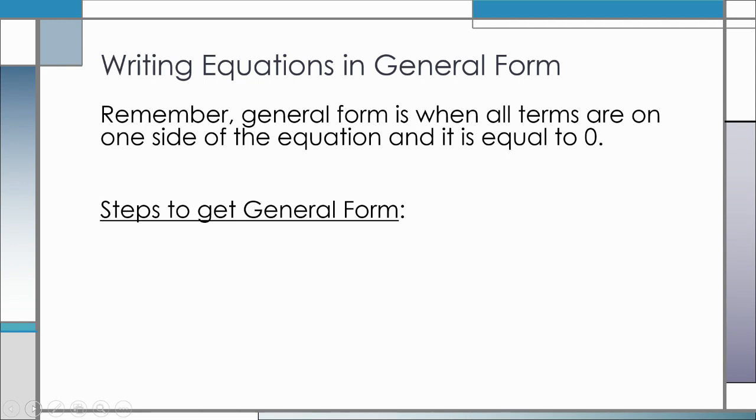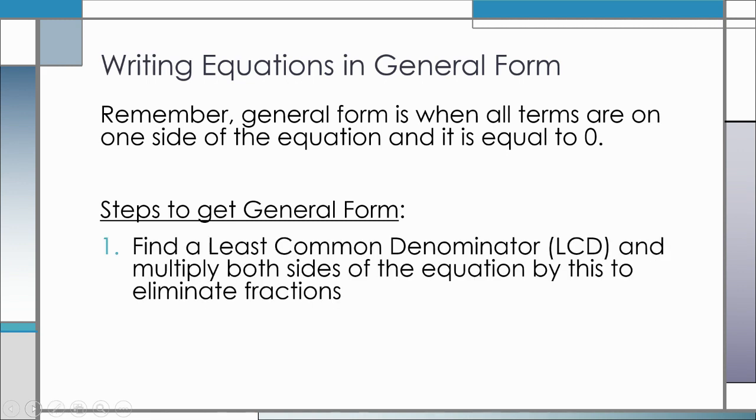So, like I mentioned, general form is when every single term is to one side and it equals 0. So if we start with standard form, let's go through the steps on how to get it into that general form. When you have standard form, chances are you're going to see some fractions. Remember, ellipses have fractions, hyperbolas have fractions. So if you see any fractions, what we want to do is find a least common denominator, and then multiply both sides of the equation, so essentially every single term, by that LCD, because then that will eliminate fractions.